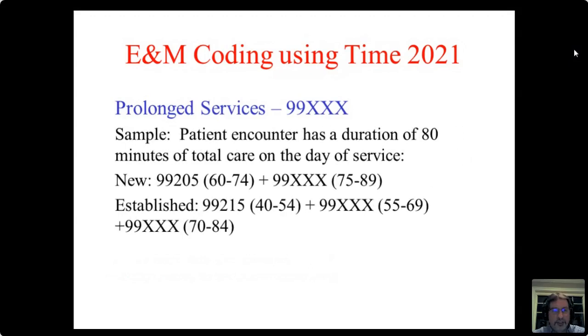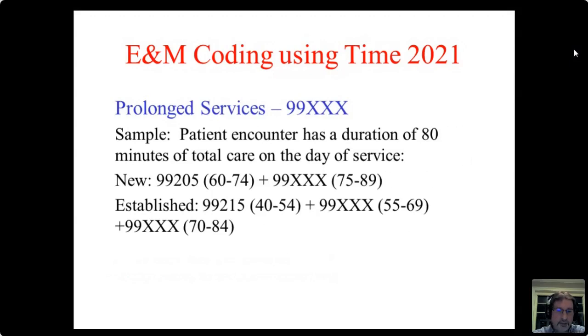So as a sample for this, a patient encounter has a duration of 80 minutes. So you have a patient that's in your office, your care, you're speaking on the phone, maybe you have a lot of stuff that you have to deal with for that patient with other providers. And on that day of the service, you spend 80 minutes with that patient in total care. So again, if it's a new patient, you would bill a 99205, which is 60 to 74 minutes. Now that 74 minutes still falls short of our 80. So then you would add 1 unit of 99XXX, and that would take you from 75 to 89 minutes. That 80 minutes falls right in the middle there, so you're good billing that.